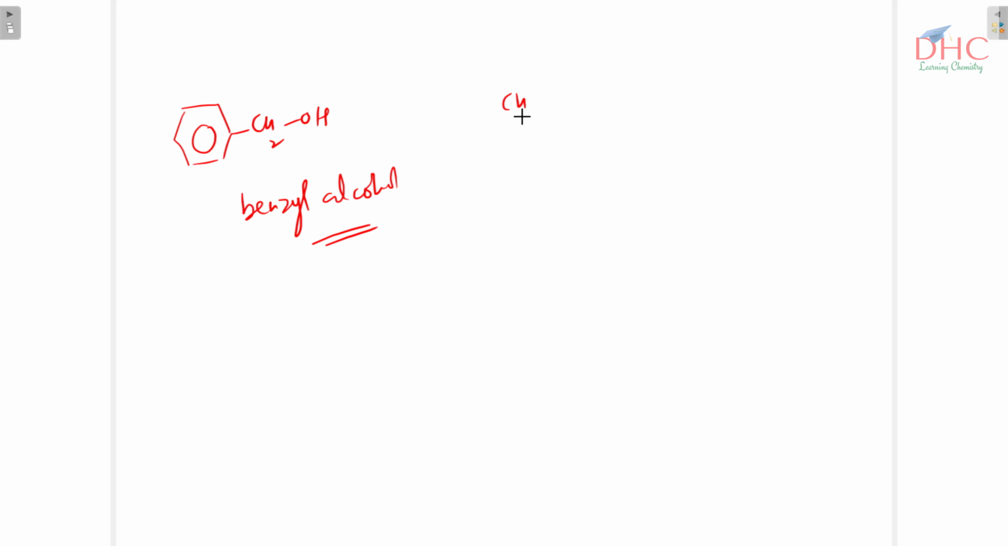Similarly, we have other examples like CH2OH. So it is basically a benzylic group here. I told you, so it's benzyl alcohol. Similarly, we have CH2 double bond CH single bond Cl. I told you a doubly bonded carbon is called a vinylic carbon. So this is the vinylic group. So it's called vinyl chloride.